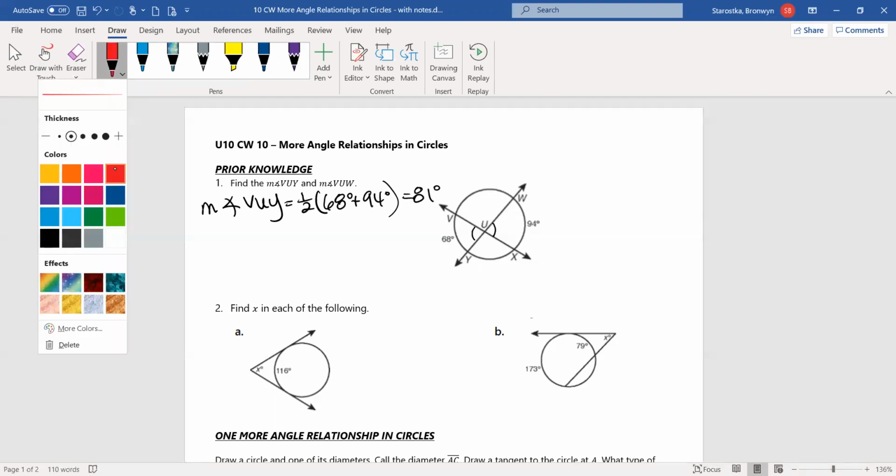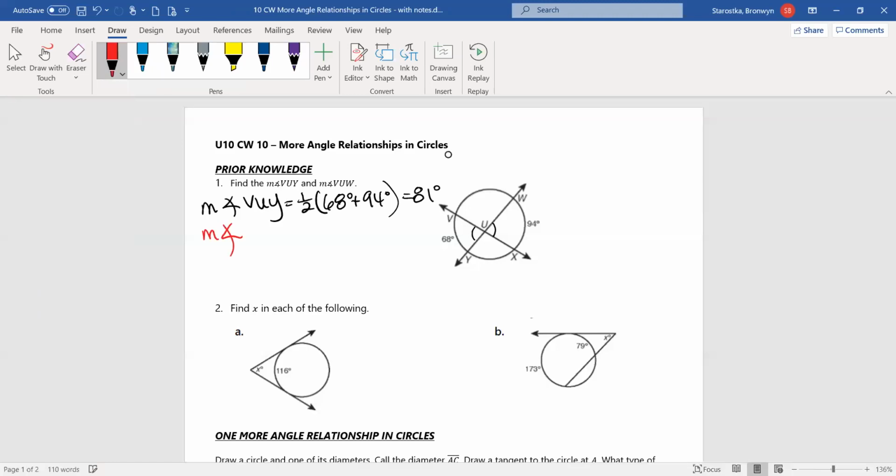And to find the measure of angle VUW, that's these ones. Well, we can just use a linear pair. 180 degrees minus 81 degrees equals 99 degrees.